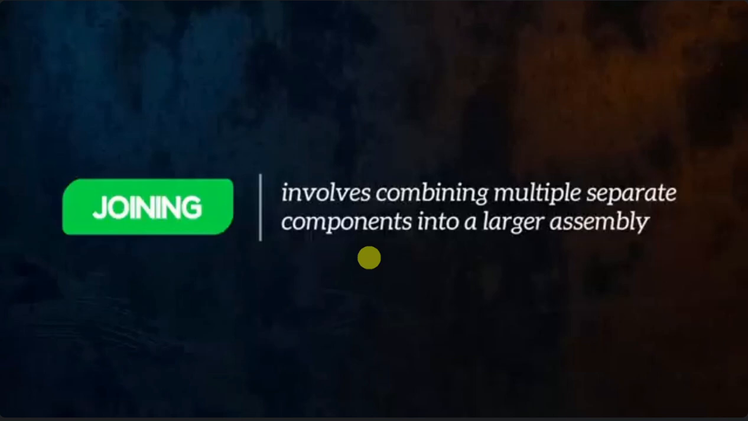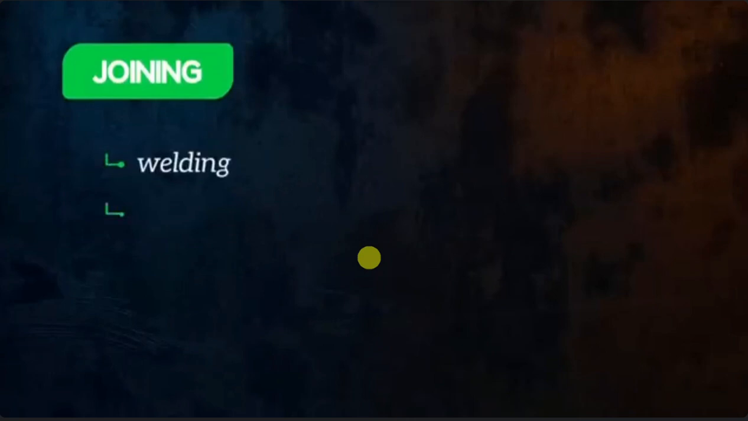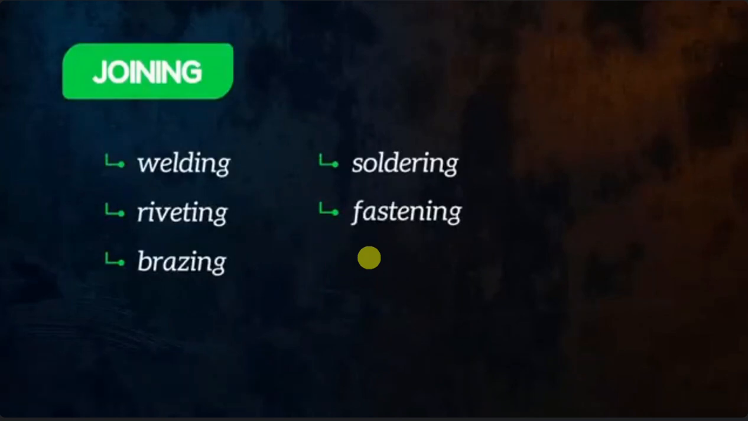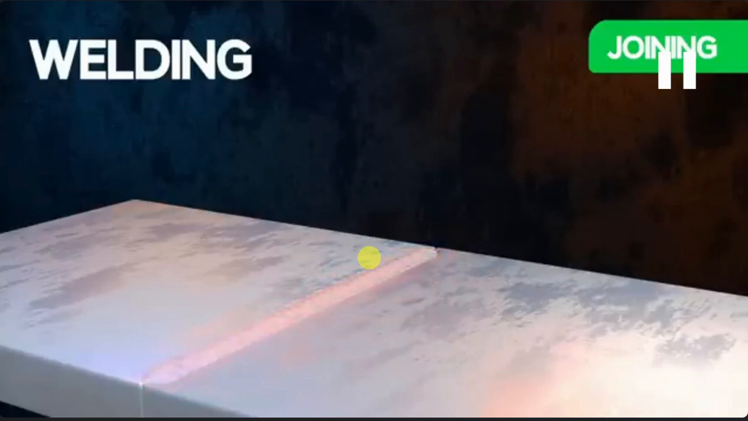Next comes the joining process. Basically, you combine two different parts, so that is called a joining process. As you know, welding, riveting, brazing, soldering, all those things come under the joining process. First one is welding.